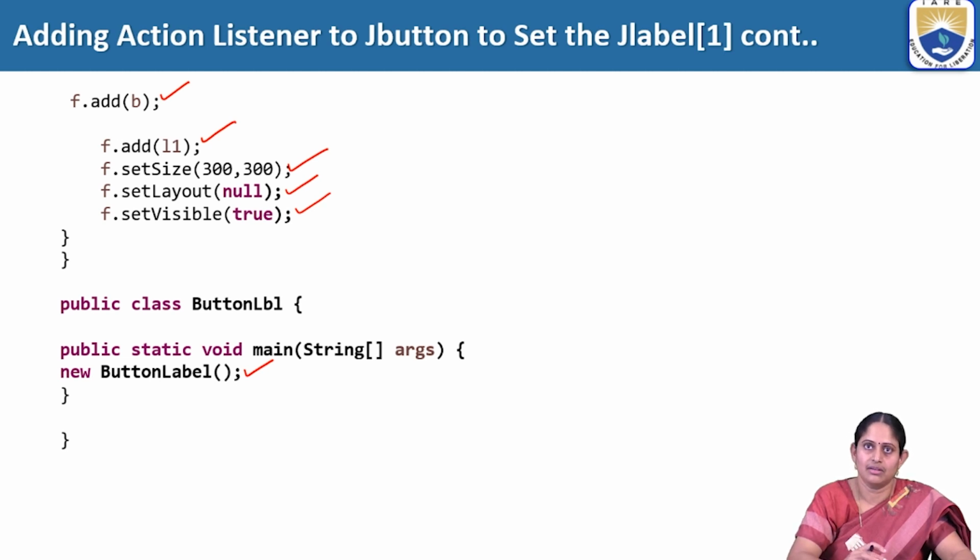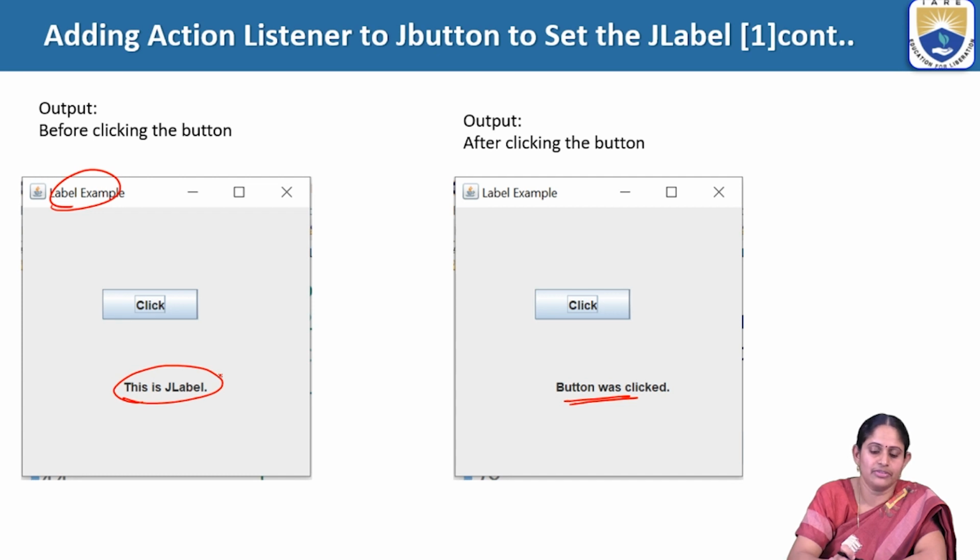And inside the main, we are creating the object of that class which implemented our logic. So on creating the object, it will create the frame with the button and label placed on it. And when we click the button, the label string is rewritten to "button was clicked."